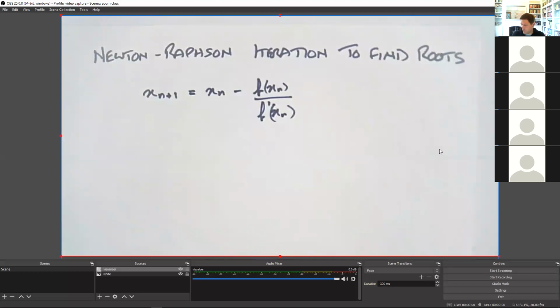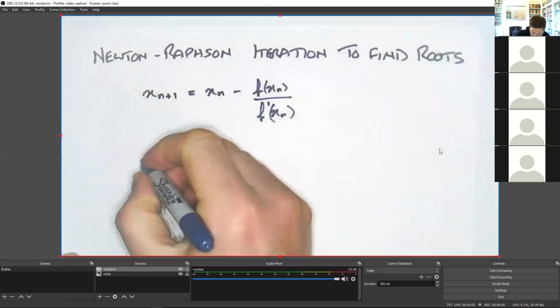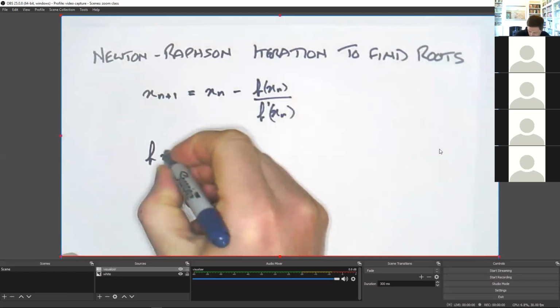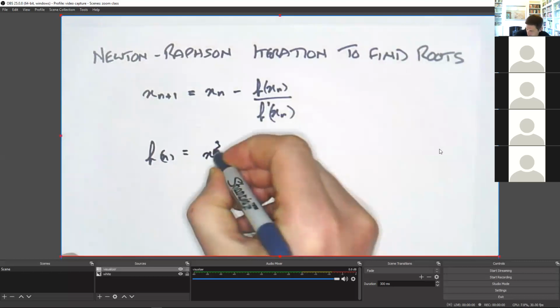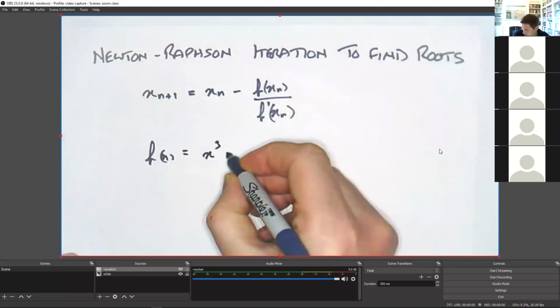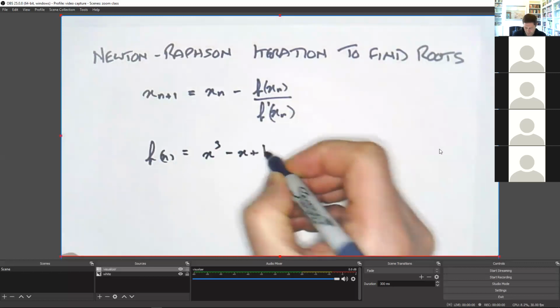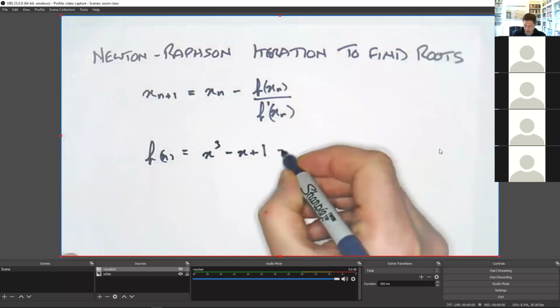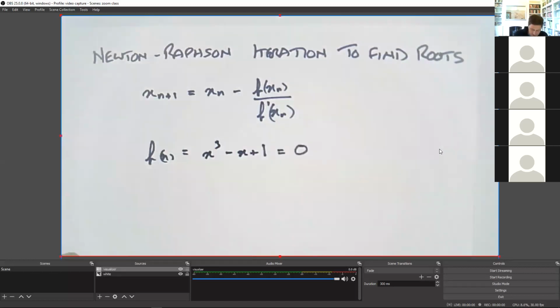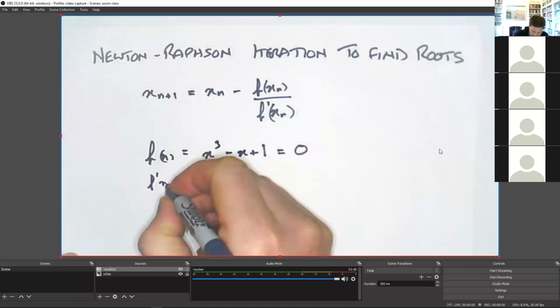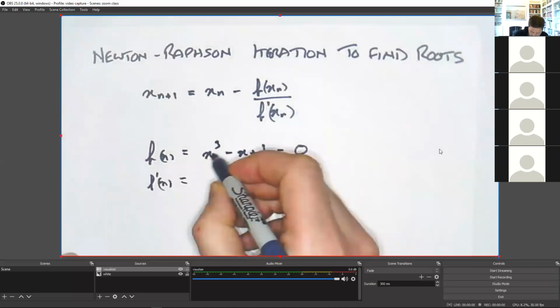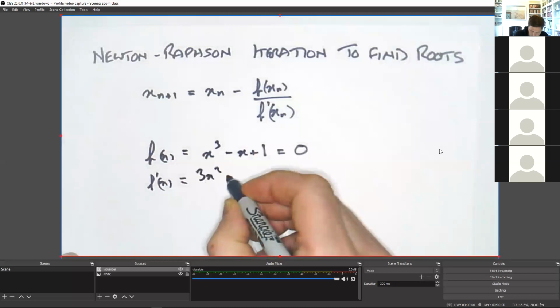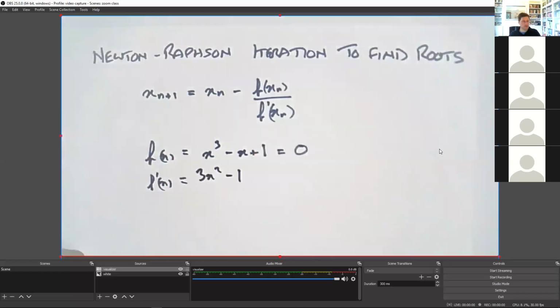So if we were doing this for a problem where f of x is equal to something simple like this, x cubed minus x plus 1, we want to find the roots of that equation. So that means that's equal to 0. And so we're going to need to know f dash of x. Differentiate, x cubed gives 3x squared, minus 1. And with those bits of information, again, we can implement this.